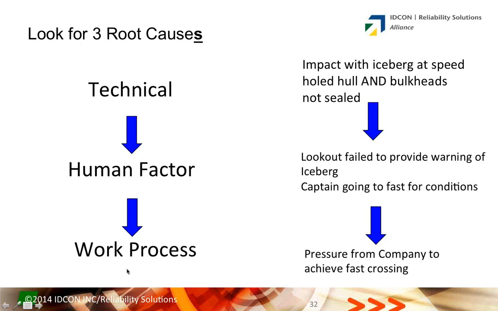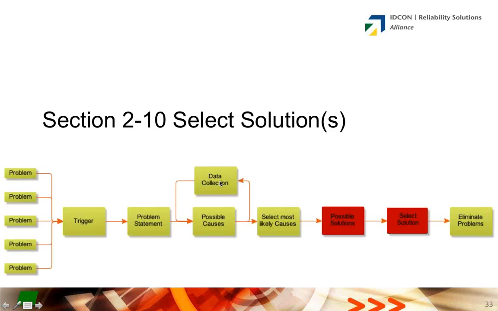And most importantly, there will also be a work process element, the work element. And this is the work system or the work process that was there or was not there that allowed the human to behave the way they did. In the case of the Titanic, the captain was under a lot of pressure from the company to achieve a fast crossing. Very important. We're real good at getting technical. We can get to the technical facts pretty quickly. But unless you get to the human or the work process and solve those and eliminate those problems, find out why the humans did what they did and put processes in place to prevent that, we will never, ever completely solve the problem.